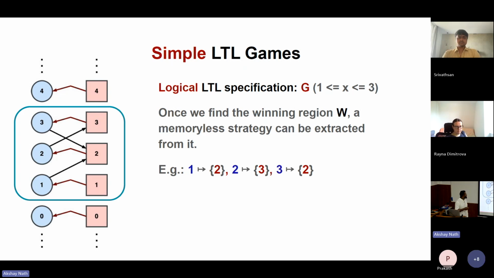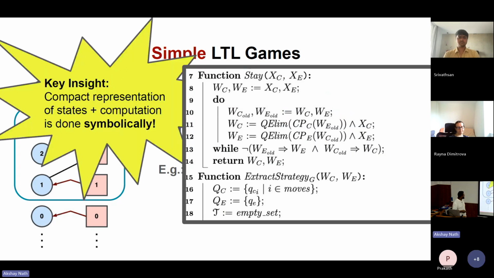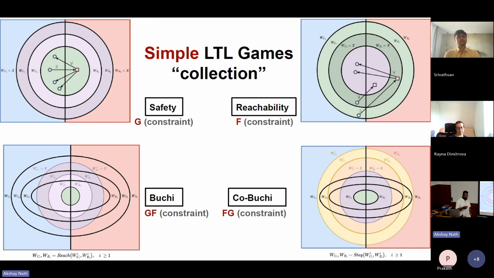So now that we understood how simple games are computed, keep in mind that all of this is not done concretely. We represent them symbolically using logical constraints, right? That's the key insight. And you can read the paper to know more about it. So just an overview of all the simple games in our work: you can similarly compute Büchi, co-Büchi, reachability, and safety. It's a wide collection of fixed point algorithms that we have.